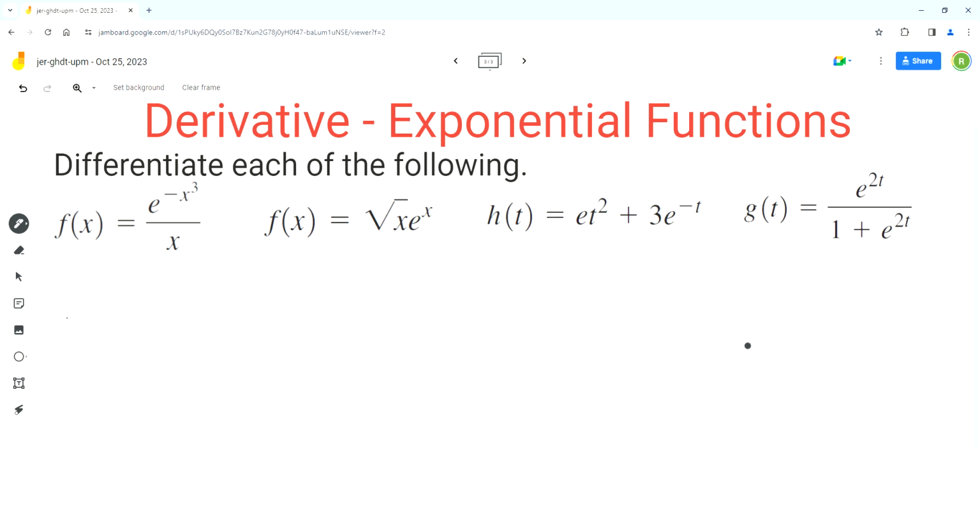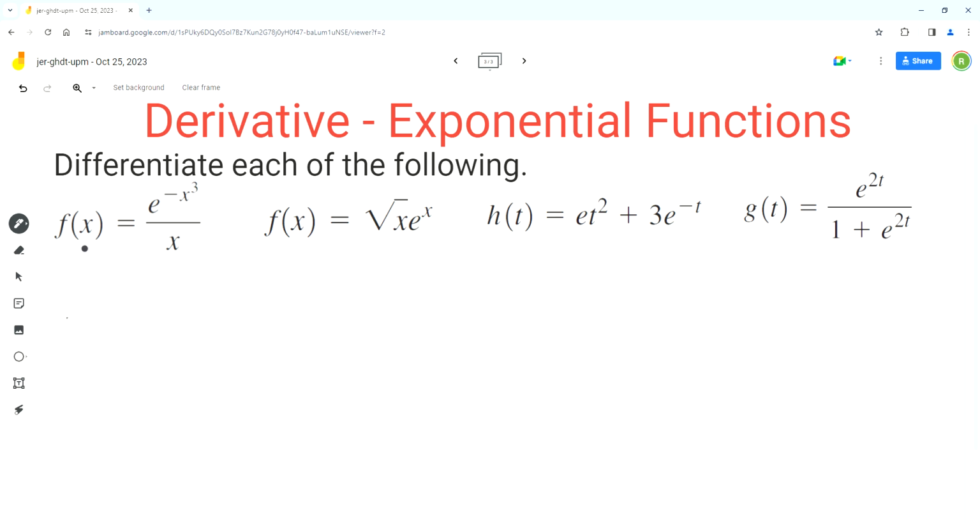So in this video, we'll solve this problem using the concepts of derivatives for exponential functions. So we have to differentiate each of these four exponential functions. So let's start with the first one.